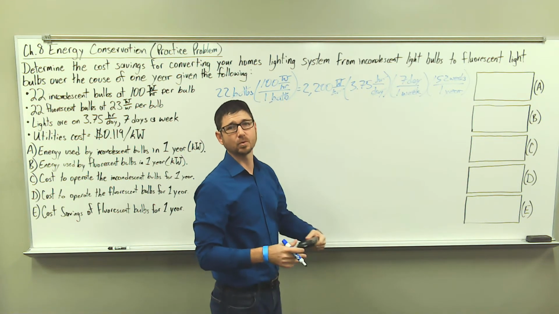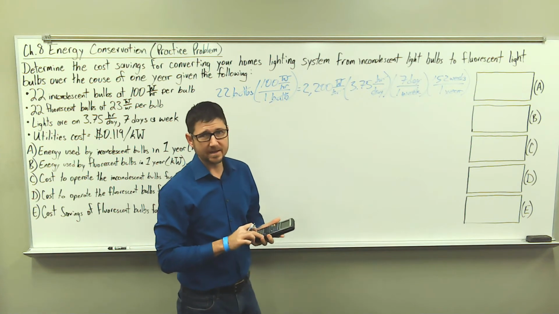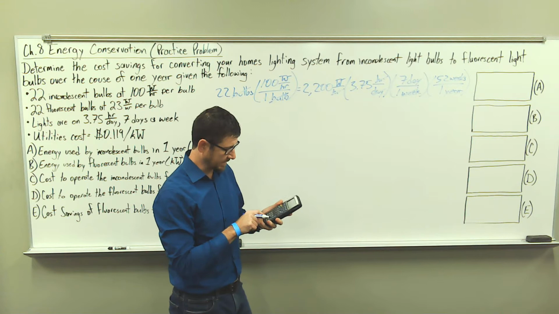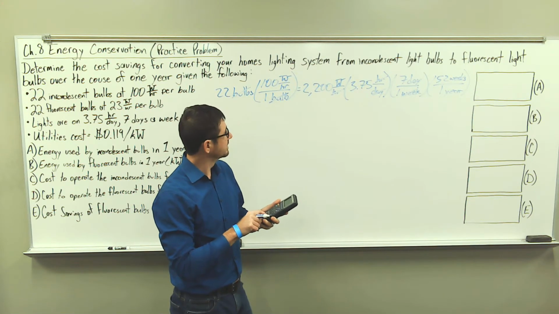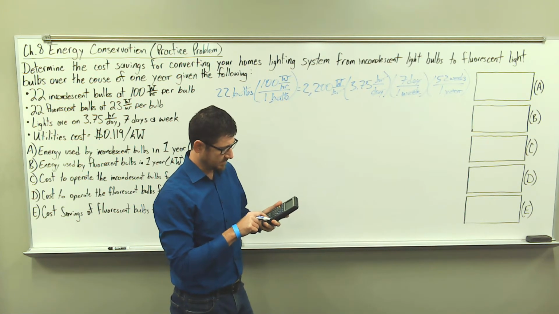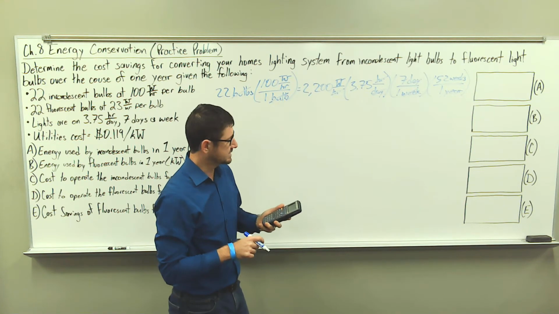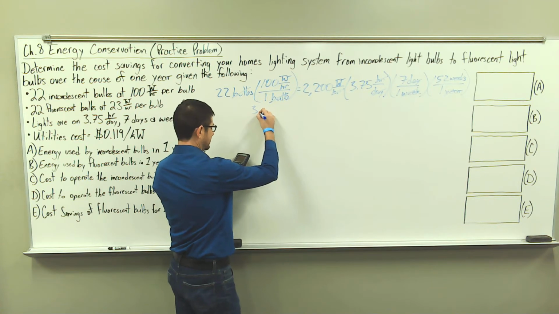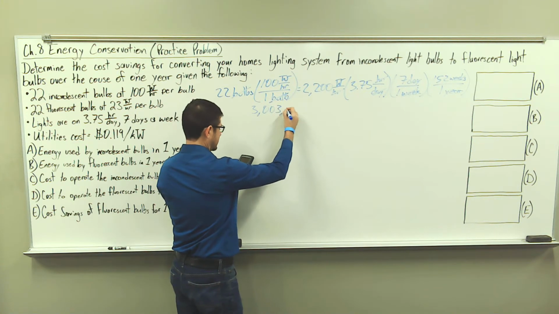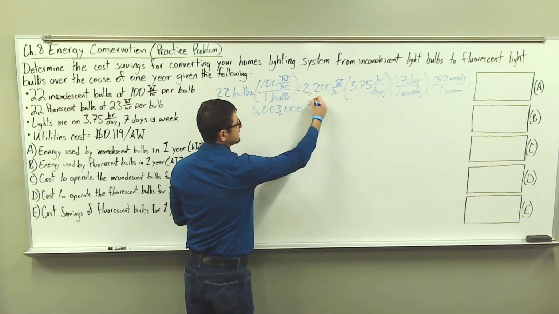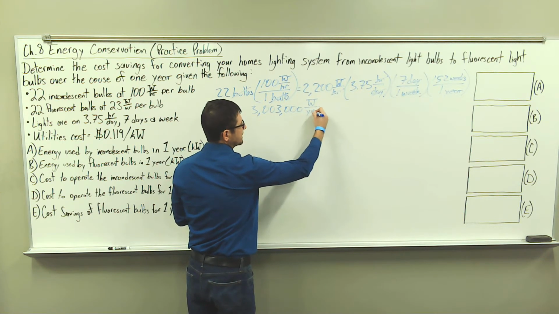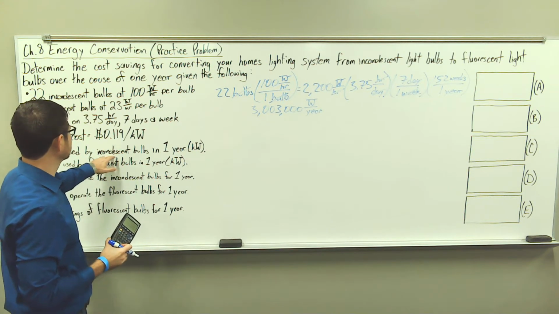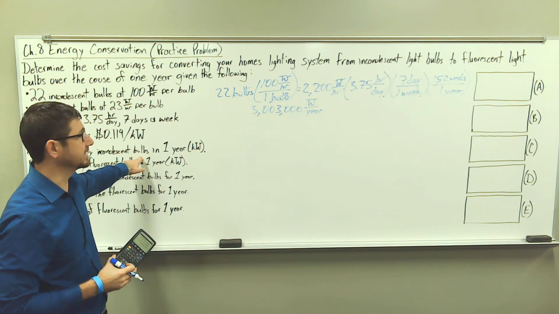So let's go ahead and take out your calculator. We have 2,200 times 3.75 times 7 times 52. And this is going to give us 3,003,000 watts per year. Okay, now it's asking the energy used by the incandescent bulbs in 1 year.